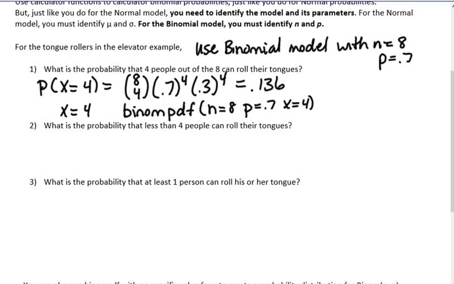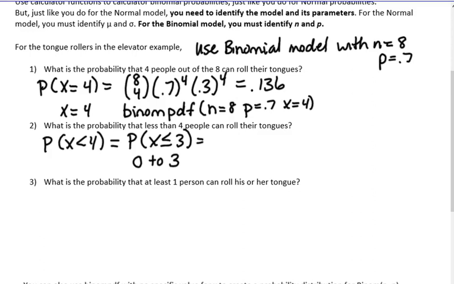Okay, what's the probability that less than 4 people can roll their tongue? So the probability that x is less than 4. Remember this is a discrete probability distribution, so we have to say that's the same as the probability that x is less than or equal to 3. And remember that x can be 0, so we're looking at the probability that x is from 0 to 3.